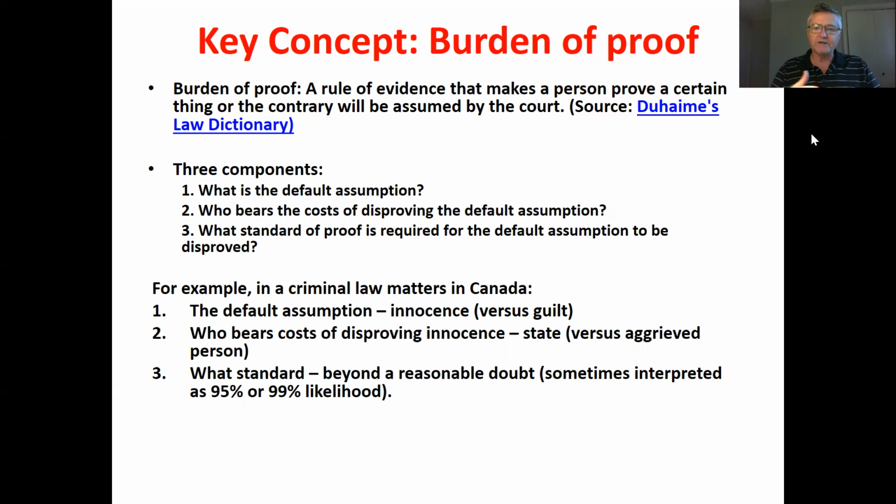So burden of proof is the level of proof it takes for something to be upheld as, yes, that's the thing, and we need to take remedial action as a result of that. So what's that level of proof? What's that burden? The first thing is, what's the default?